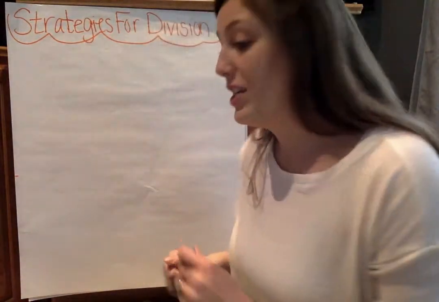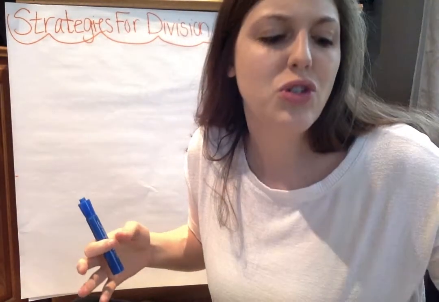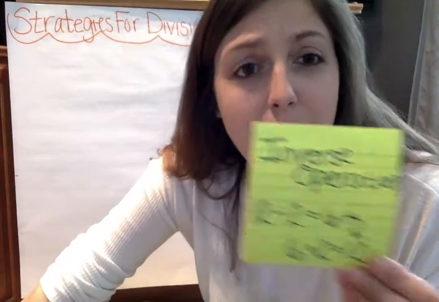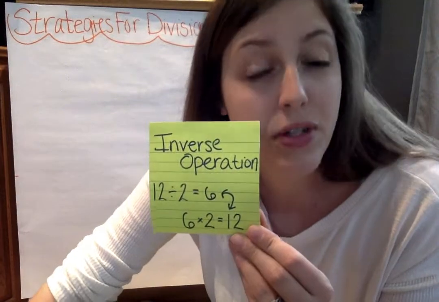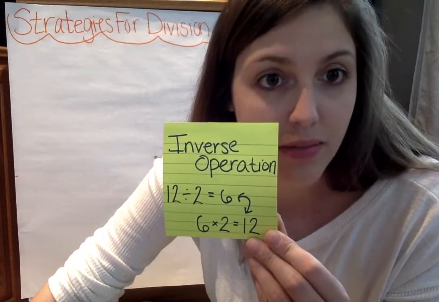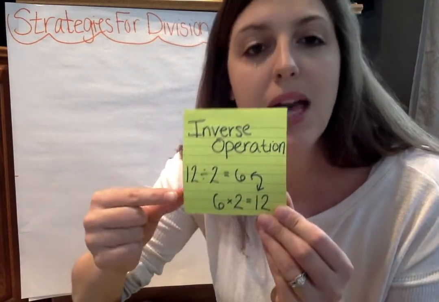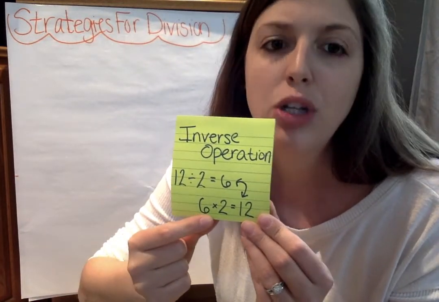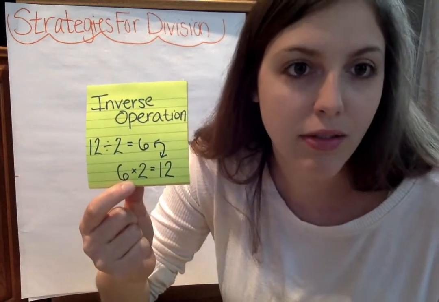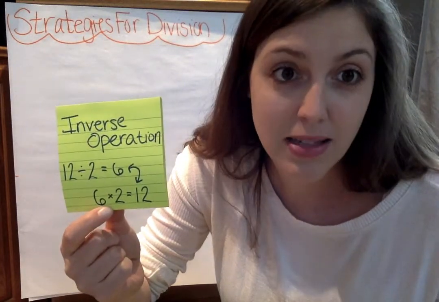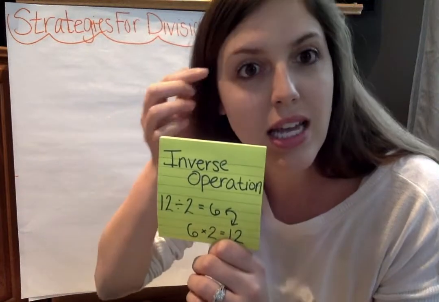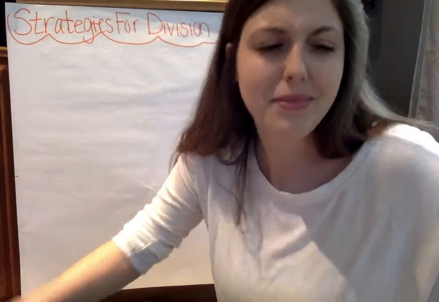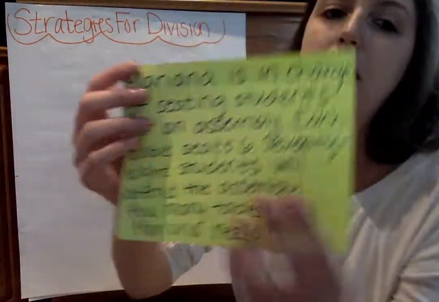Oftentimes when we're solving division and the numbers are getting kind of large, we use what we call inverse operation. Inverse operation means that in order to solve a division problem, I can use multiplication. For example, if I'm asked to find what 12 divided by 2 is, I can say, well, 2 times what gets me 12? Your answer there would be 6. So we're going to use this strategy today to solve some division equations and word story problems together. Let me show you what I mean.